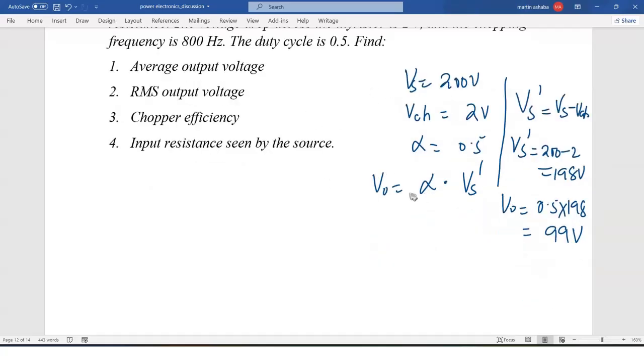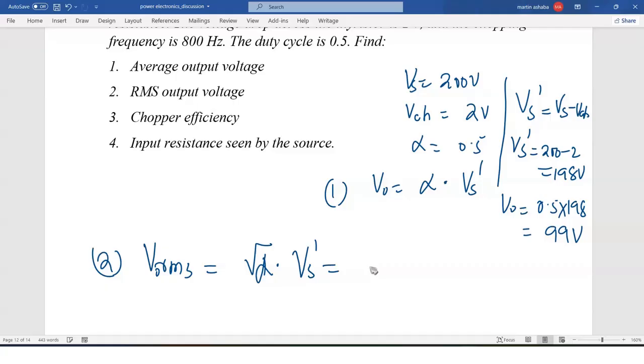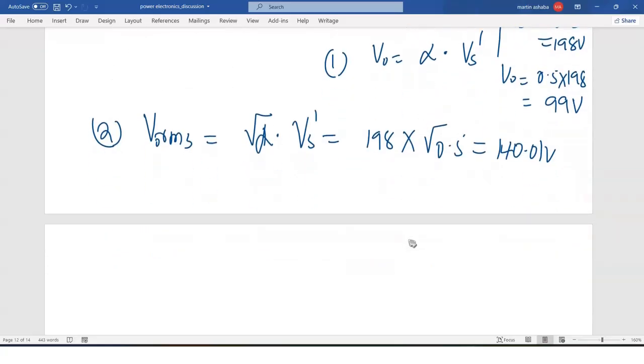So that was number 1. Number 2, the RMS of the output voltage. VRMS of the output voltage is going to be the square root of the duty cycle times the effective supply. And this is going to be 198 times the square root of 0.5, which is equivalent to 140.01 volts.